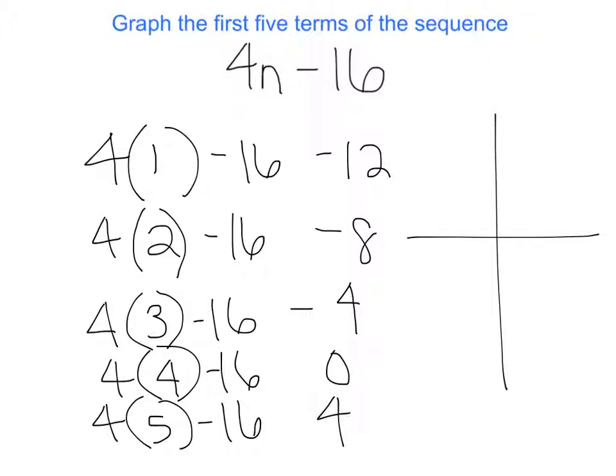And then you could very easily put those on a graph with your x being the place of the term, so 1, 2, 3, and 4, and your y being the number that you found. So for the first term, we could graph it at (1, negative 12), the next one you could graph at (2, negative 8), and so on.